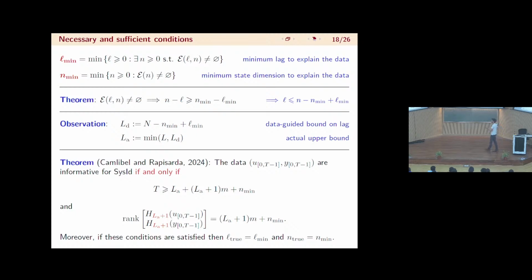Moreover, if these conditions are satisfied, then L min coincides with the true lag and N min coincides with the true state space dimension.